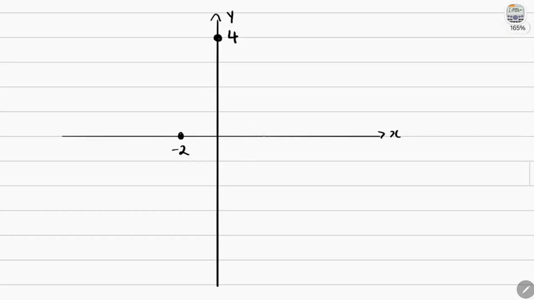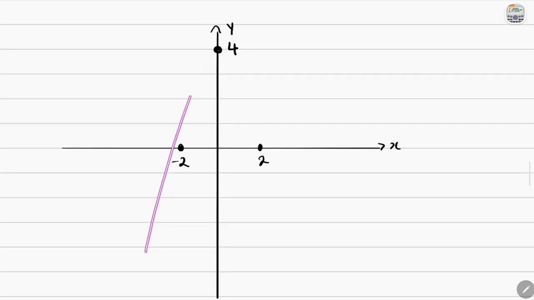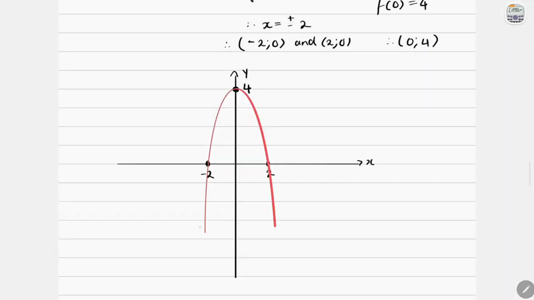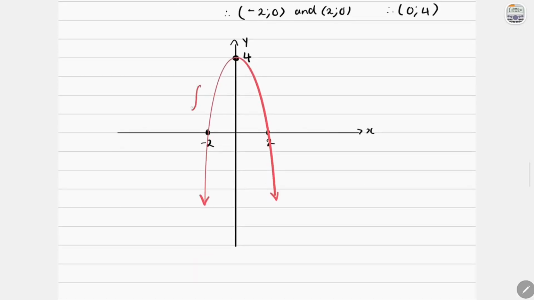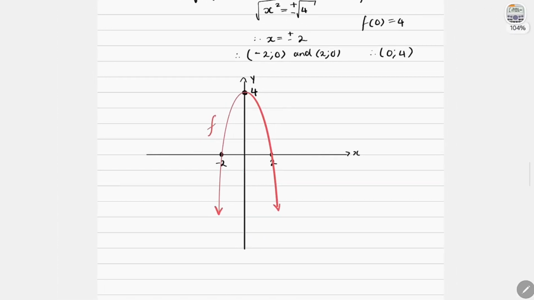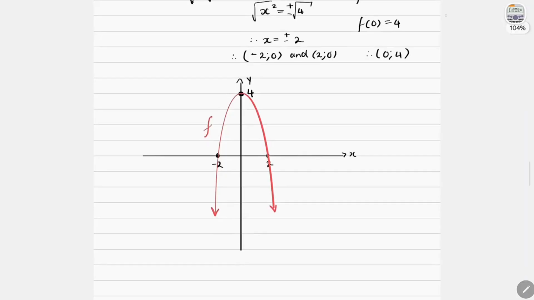Okay, it is a sad face parabola, so it's just going to go like that and then down. So this is our graph, and you can just label it. Since it was called f of x, this is the graph of f, and that is our answer. Moving on to the next question.